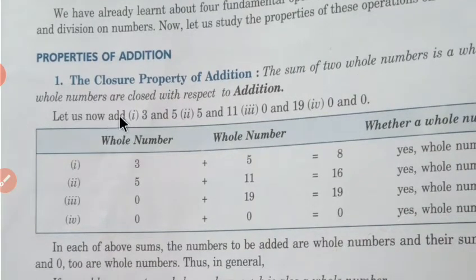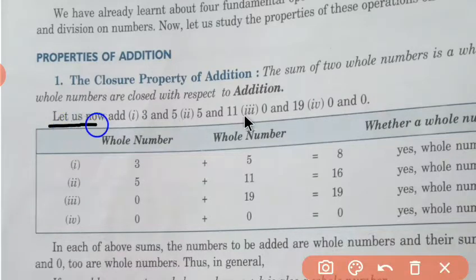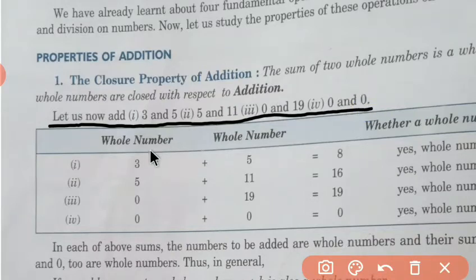Let us understand by some examples. Let us now add 3 and 5, 5 and 11, 0 and 19, and 0 and 0. You can see that all the numbers are whole numbers. So 3 plus 5 is equal to 8, and we know that 8 is also a whole number. 5 plus 11 is 16, also a whole number. So we can say that if we add any two whole numbers, the answer is also a whole number.